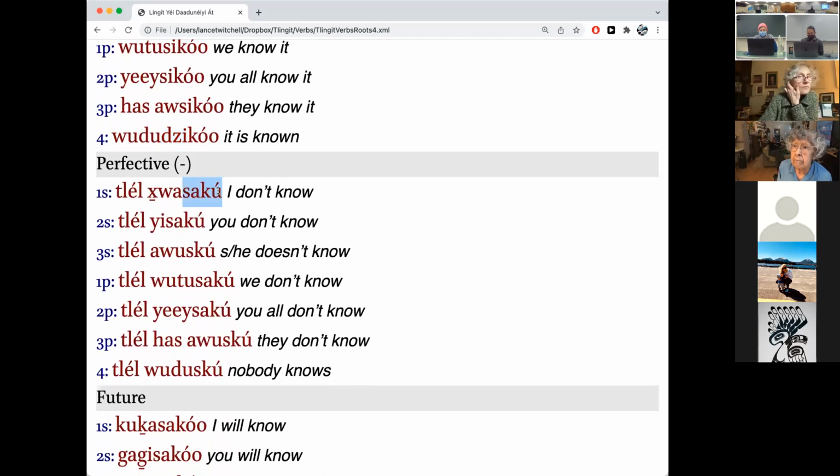So with this one, you have saku, so it must change to short and high. It must also change to sa. Because it's sa, there is an instance in the third person where that letter A gets knocked out of the classifier and you end up with awus.